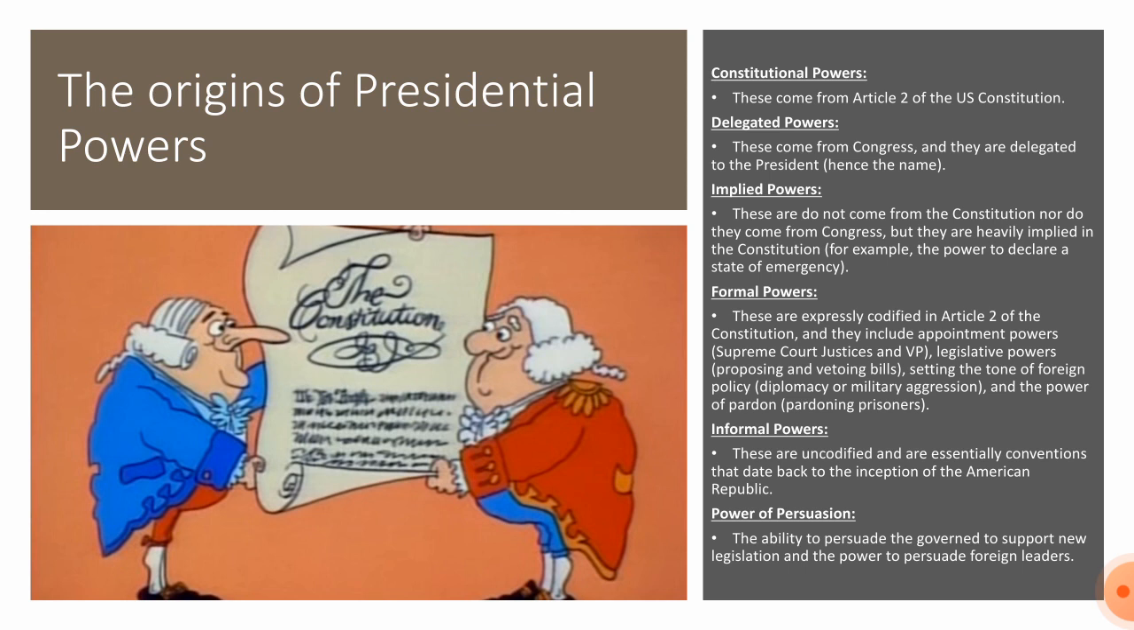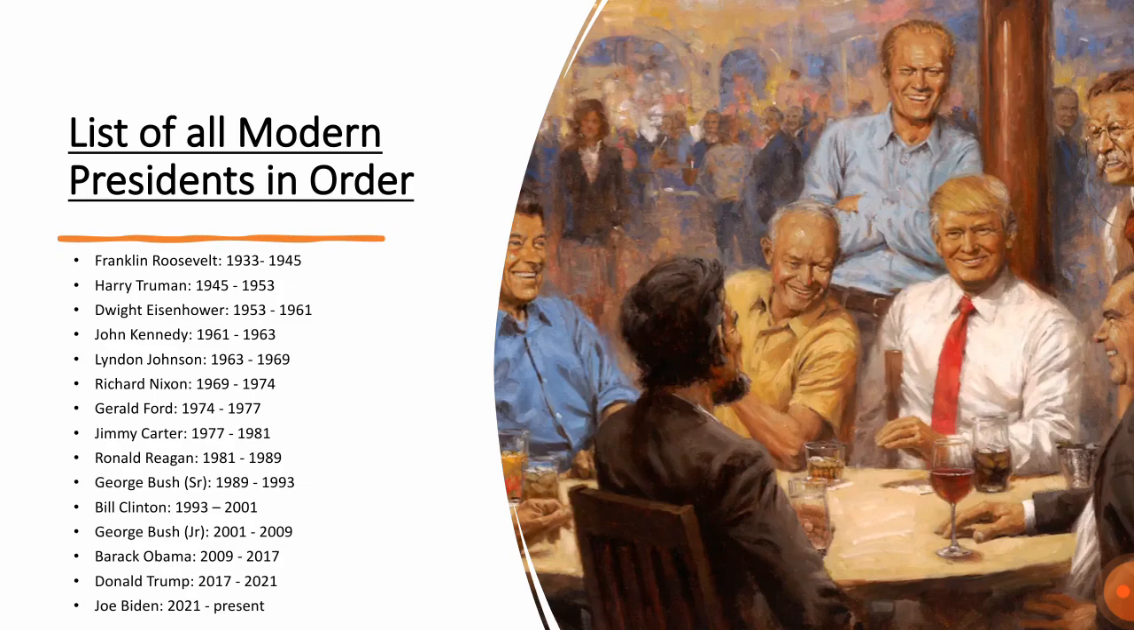Informal powers, these are uncodified, so they are not written down, and are essentially conventions that date back to the inception of the American Republic. And finally, the power of persuasion is the ability to persuade the governed to support new legislation, and the power to persuade foreign leaders, obviously because the American president has a lot of influence on other countries.